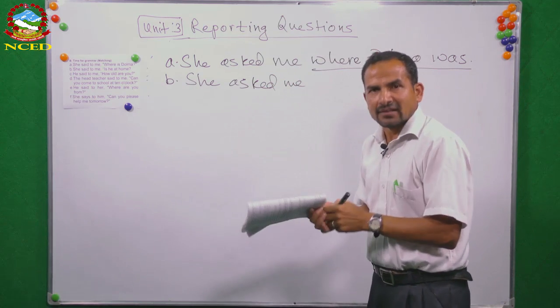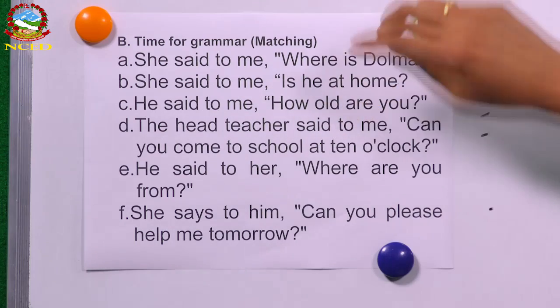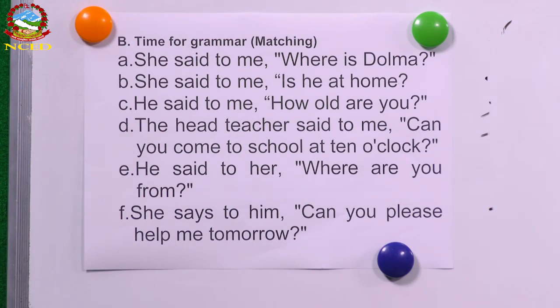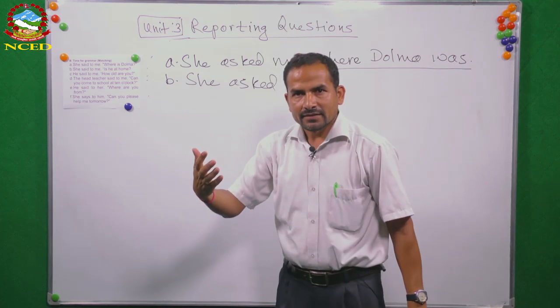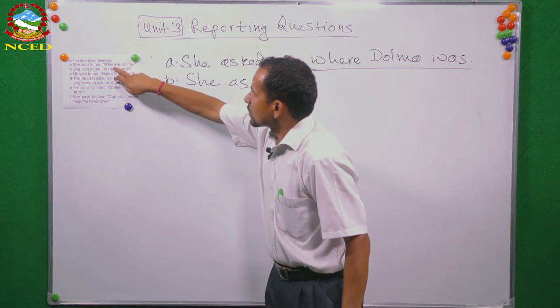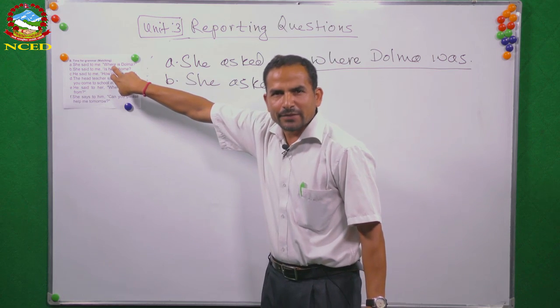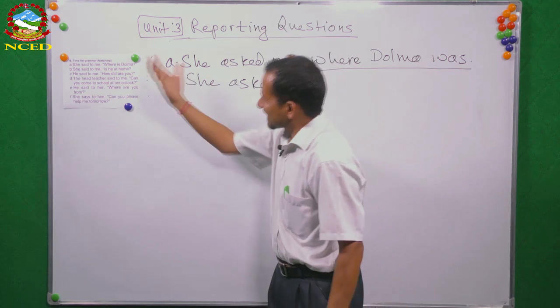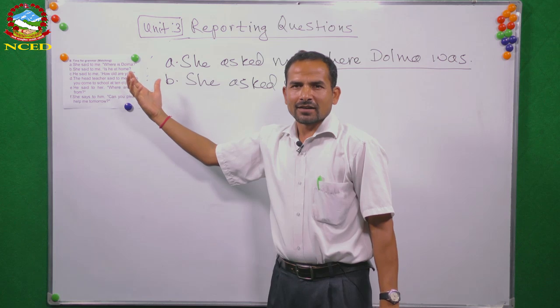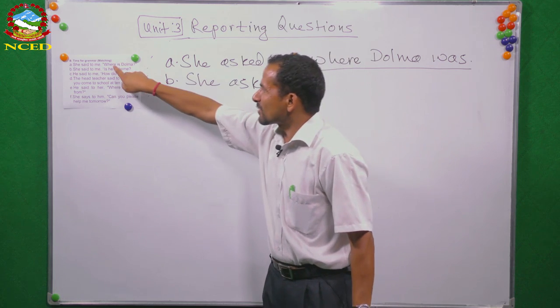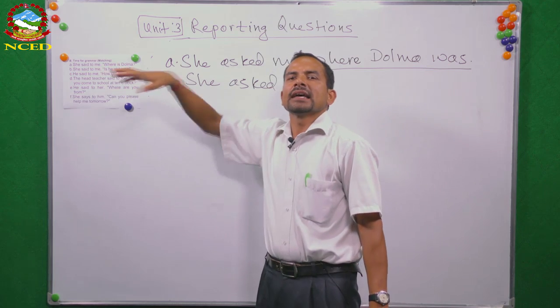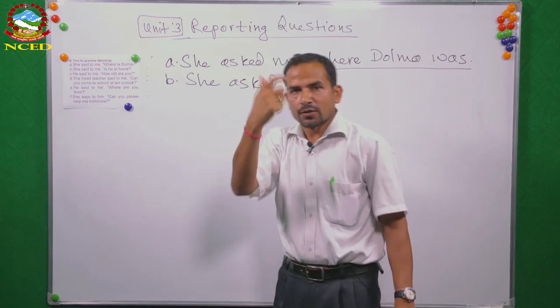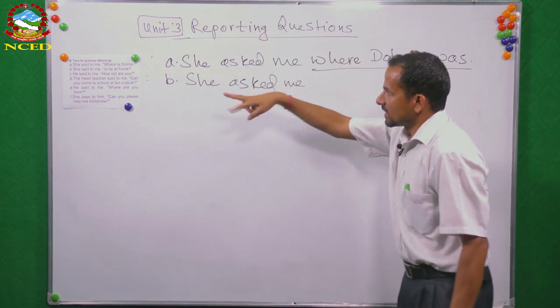Now there comes another problem. Are these two questions similar? Where is Dolma and is he at home? Are they similar? I don't think so. Means they are not similar, right? So it starts with where. Generally we call this type of questions WH questions because they start with that word. But here it is starting with an auxiliary verb. Means it's a yes-no question. So there's the difference between these two questions.